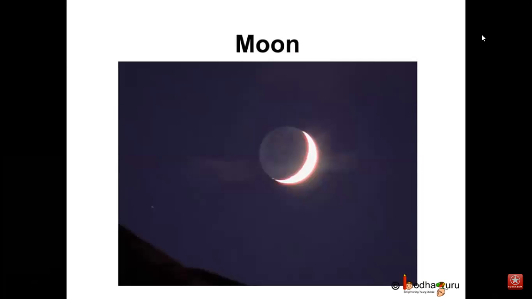Now we can see the moon. The moon looks very beautiful. It gives us light at night. But the moon is much smaller than the sun and not so hot and bright as the sun.